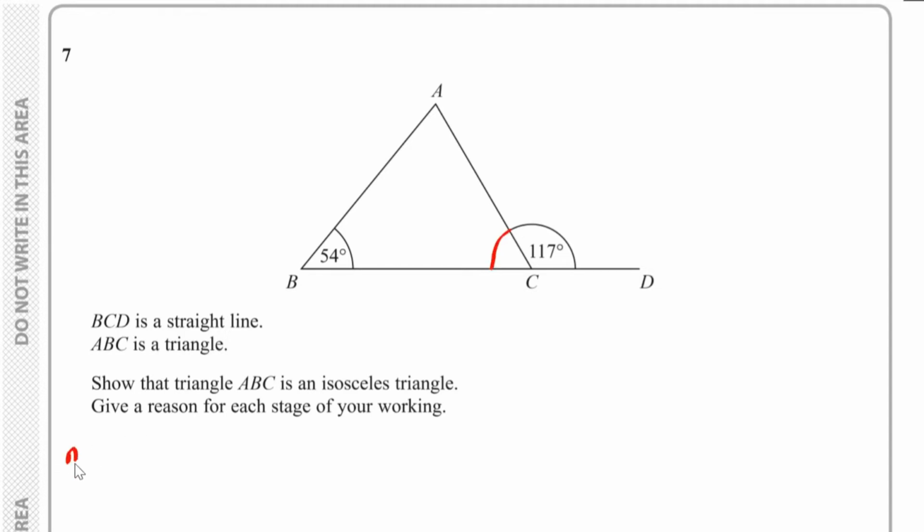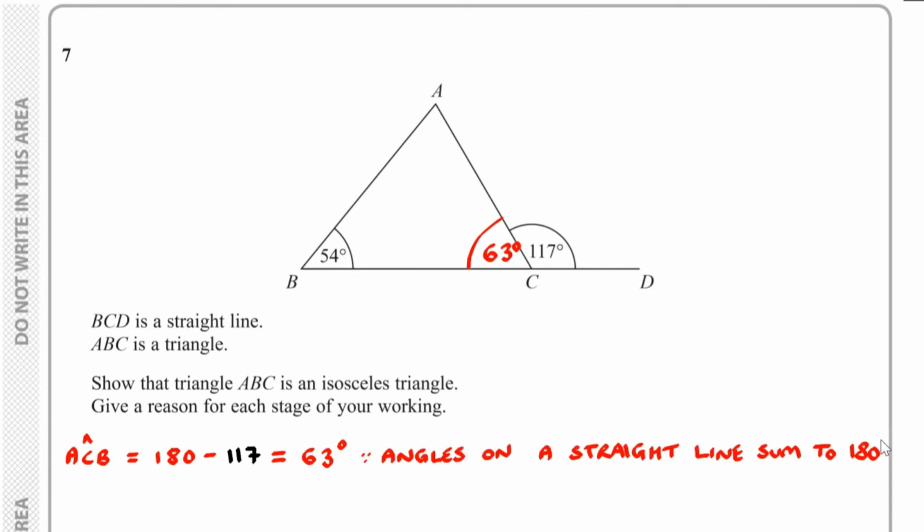The angle ACB is equal to 180 subtract the 117, which is equal to 63 degrees. So here we have 63 degrees, and the reason for that: angles on a straight line sum to 180.